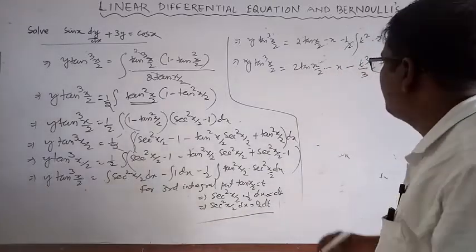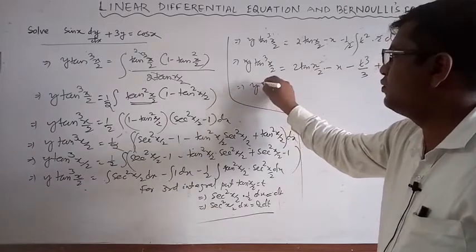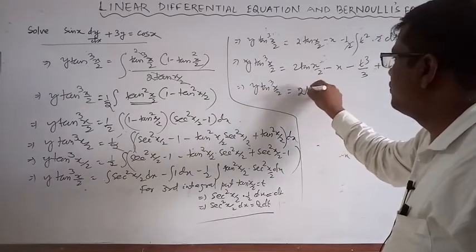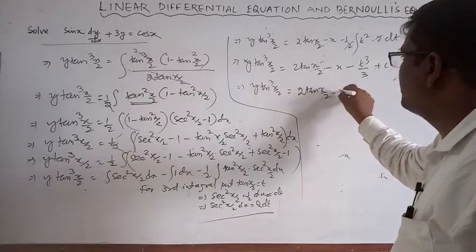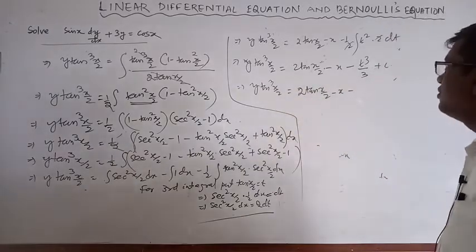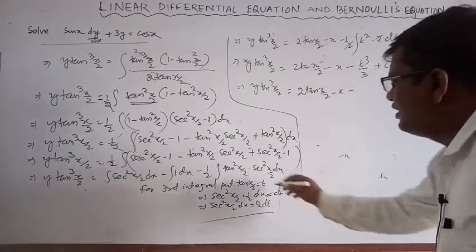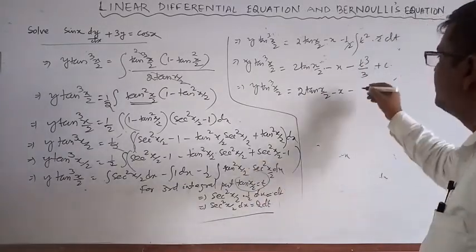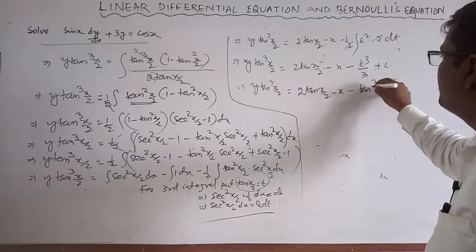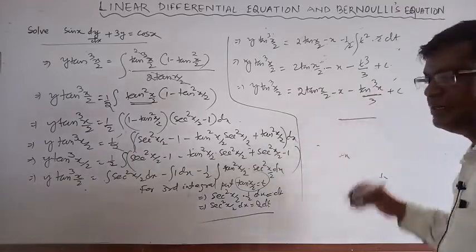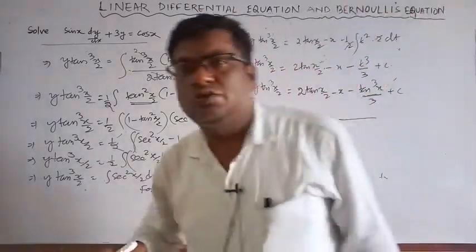Now y into tan cube x by 2 is equal to 2 tan x by 2 minus x minus, what is t here? T means tan x by 2. This is minus tan cube x by 2 by 3 plus c. This is the answer. This question is very important.